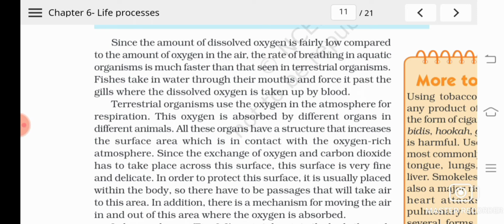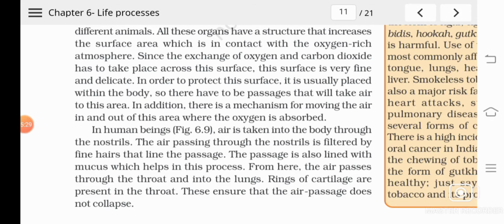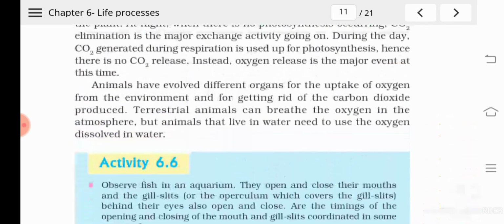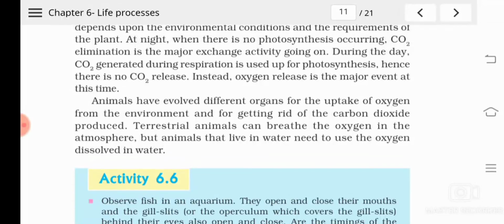Understood? So this question can be asked: the rate of breathing in aquatic organisms is much more than that seen in terrestrial organisms. Why? Because aquatic organisms take oxygen which is dissolved in the water, and the amount of dissolved oxygen is very less when compared to terrestrial organisms. So the rate of respiration in aquatic organisms is much more.